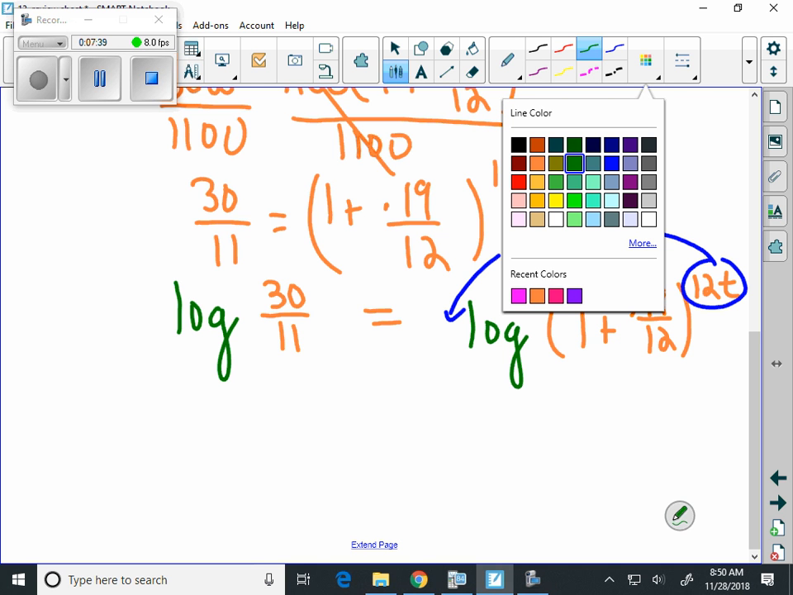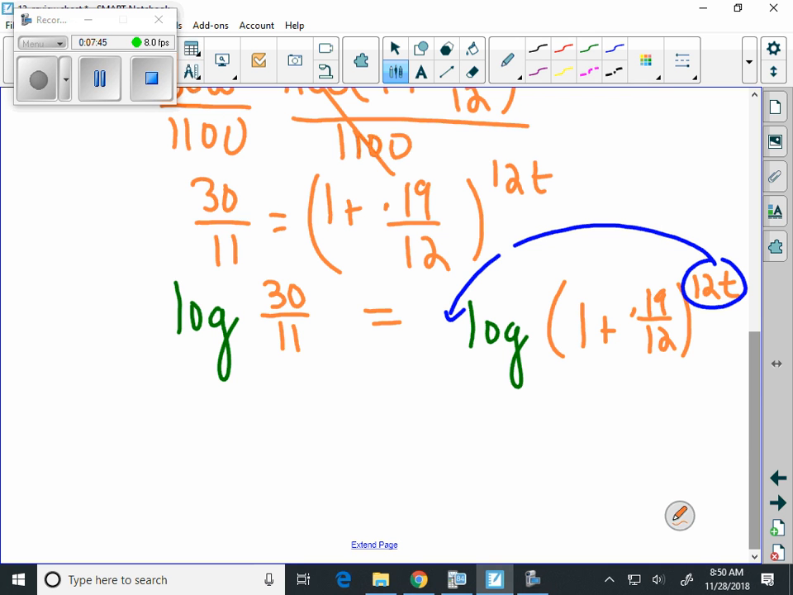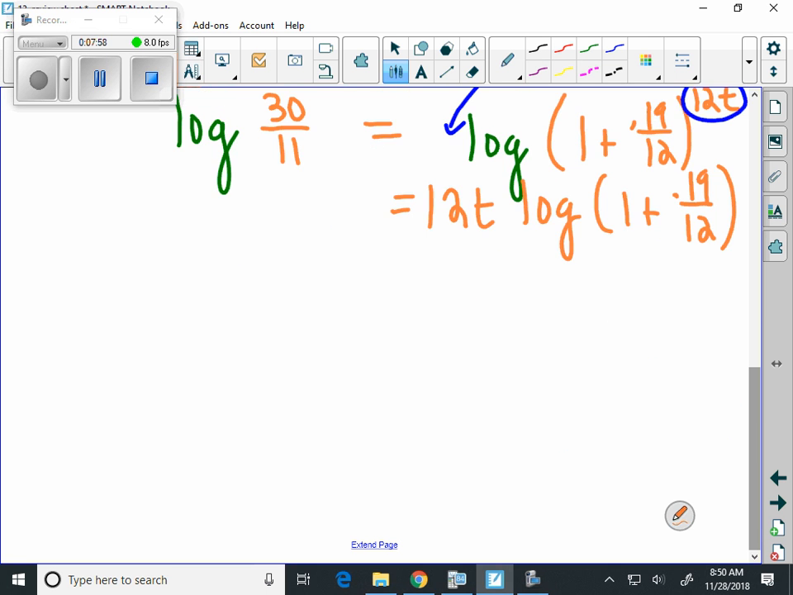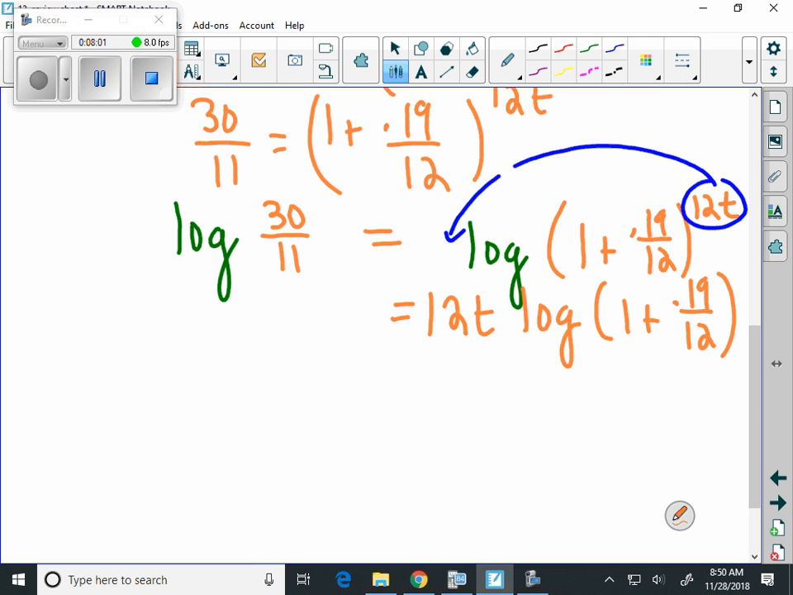We can't solve for the variable when it's an exponent. But if we can get it out of the exponent position, so now it's 12t times the log of 1 plus 0.19 divided by 12. And over here on the other side, we still have the log of 30/11. We want to solve for t. And now we can do it.